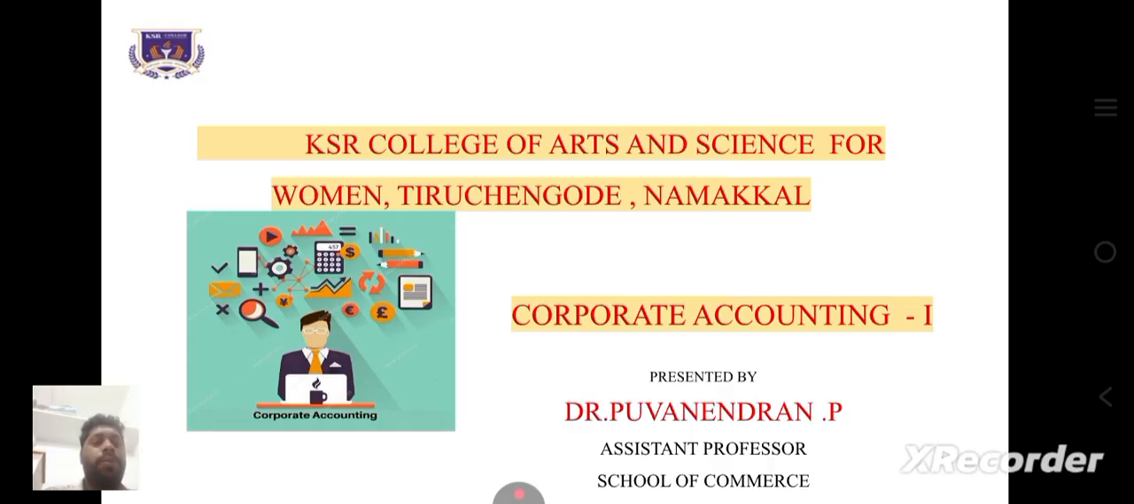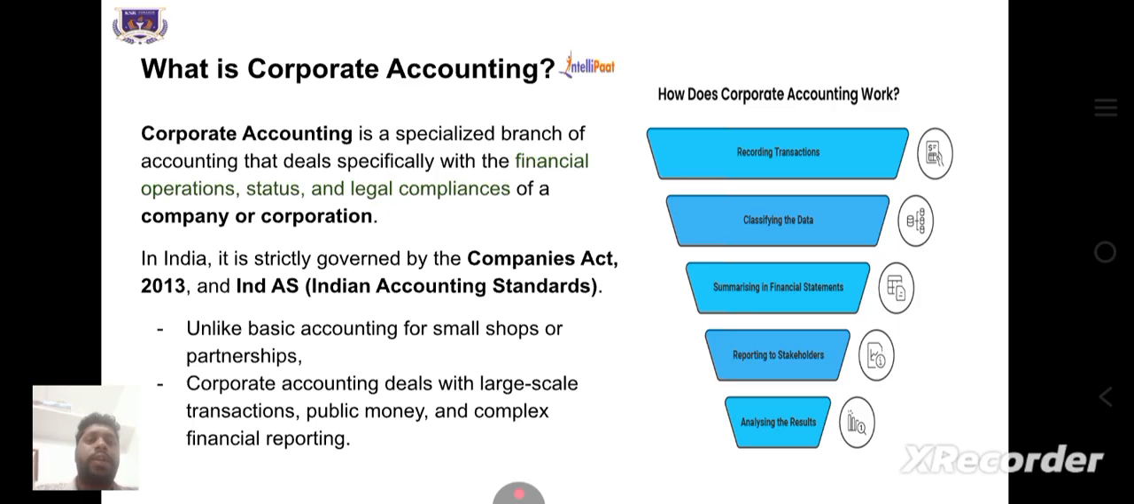Now, we will discuss corporate accounting. What is corporate accounting? Corporate accounting is a specialized branch of accounting that deals specifically with the financial operations, status, and legal compliance of a company or corporation. In India, it is strictly governed by the Companies Act 2013 and Indian Accounting Standards. Unlike basic accounting for small shops or partnerships, corporate accounting deals with large-scale transactions, public money, and complex financial reporting.